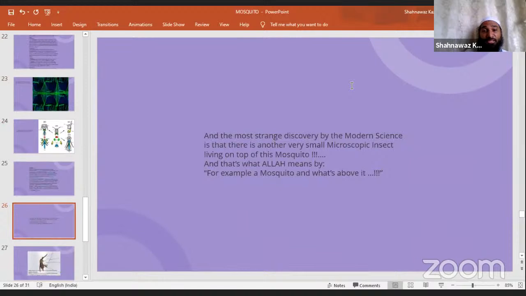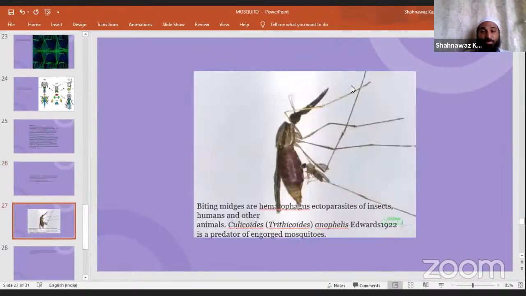The other thing is, the most strange discovery by modern science is that there's another very small microscopic insect living on top of this mosquito. I didn't translate it that time, but Allah Ta'ala says, Fama fawqaha, and what is above it. So this is a mosquito, and if you can see, there is another small one. This is called a midget, and these biting midgets do not have the capacity to suck blood from humans, so once this mosquito has sucked the blood from the humans, they will suck it from the mosquito's abdomen. This picture is showing it on the side, but they sit above the mosquito and suck the blood that the mosquito has already sucked from the humans.